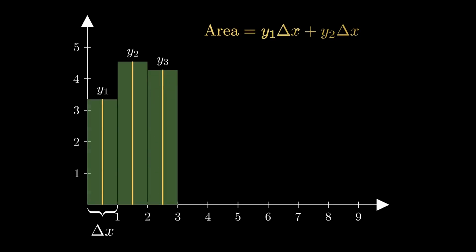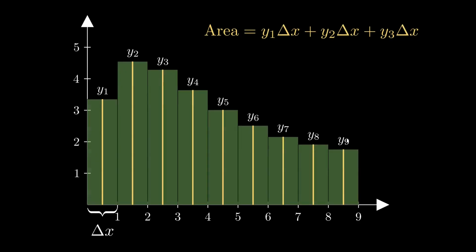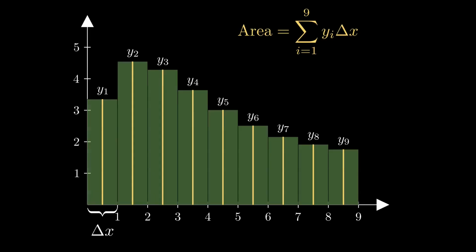We can add a third rectangle, a fourth rectangle. Let's have 9 rectangles for now. We can write this total area using summation notation. Now let's overlay our curve, f(x), going through all the y points.